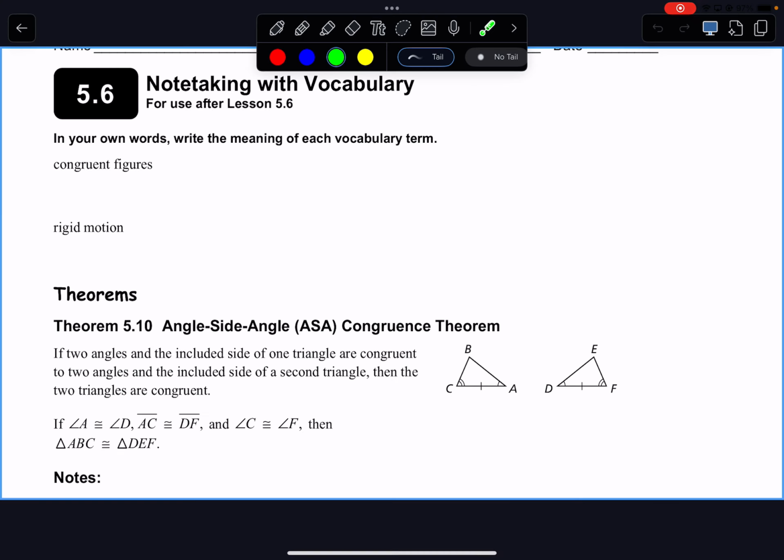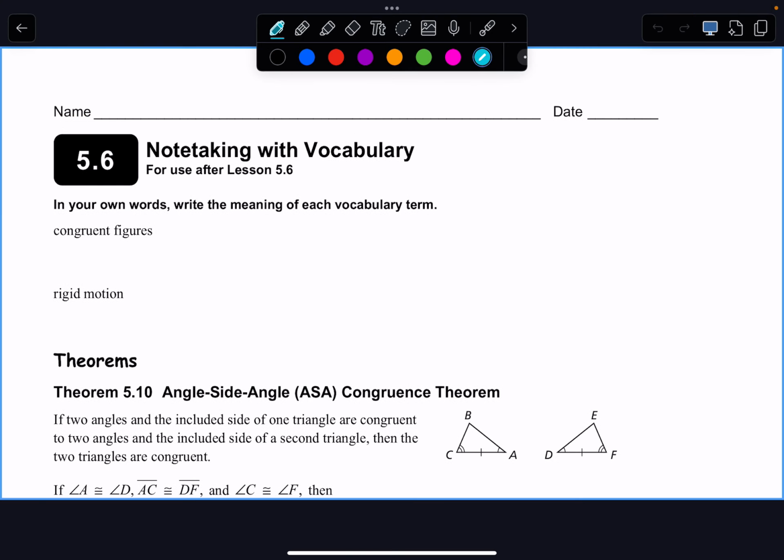Our lesson today is we are going to add 2 more methods for proving triangles congruent. On that green sheet that you completed for me, you already know side, side, side. You already know side, angle, side, and hypotenuse leg. Okay. So now we're going to add 2 more.